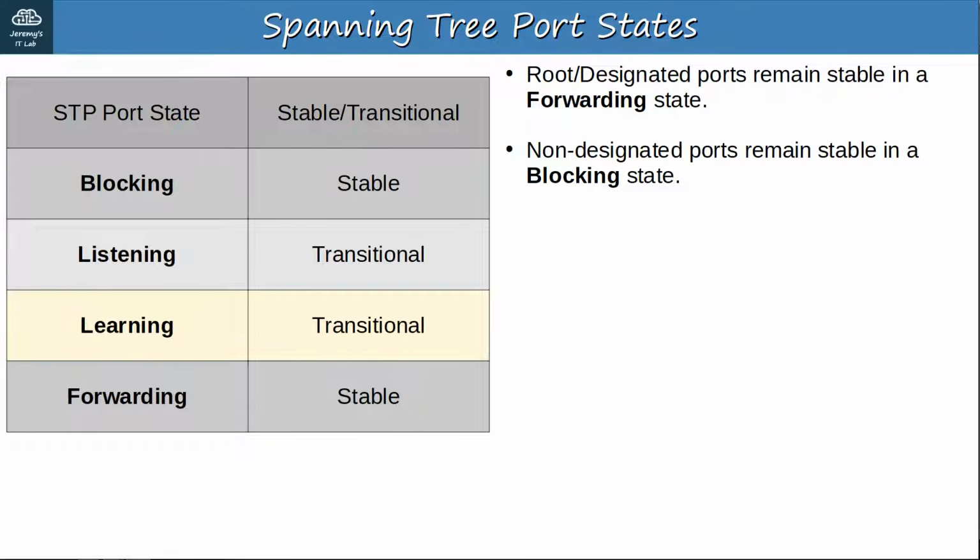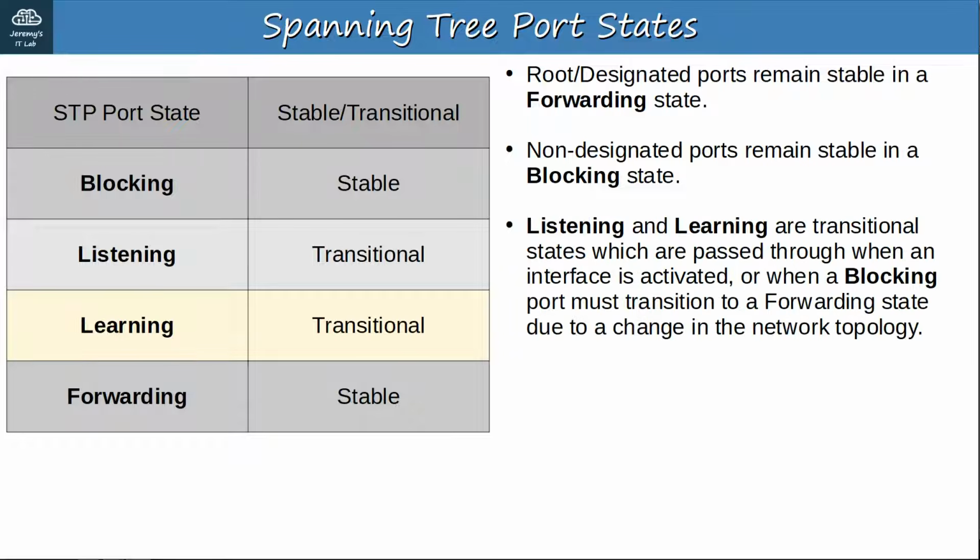Now, there are also two transitional states. Listening and learning are transitional states, which are passed through when an interface is activated, or when a blocking port must transition to a forwarding state due to a change in the network topology. Actually, there is one more state you might hear of. This is the disabled state. This simply refers to an interface that is administratively disabled, meaning shut down. We won't really talk about the disabled state much, because it doesn't really play any role in spanning tree. The interface is shut down.